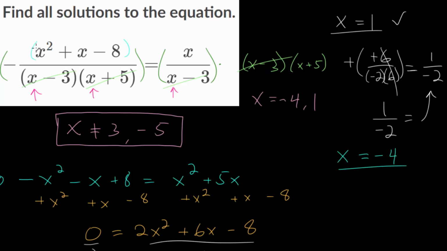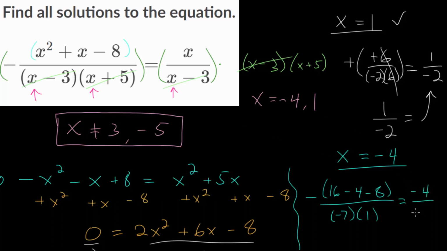We plug that in. Of course, this is a little bit more complicated because it's a bigger number, but we can still proceed. We have -4 squared, which is 16, and then -4 minus 8, that's our numerator, and in our denominator, we get -4 minus 3, which is -7, and -4 plus 5, which is 1. Now we do the right-hand side. We have -4 over -4 minus 3, which is -7.